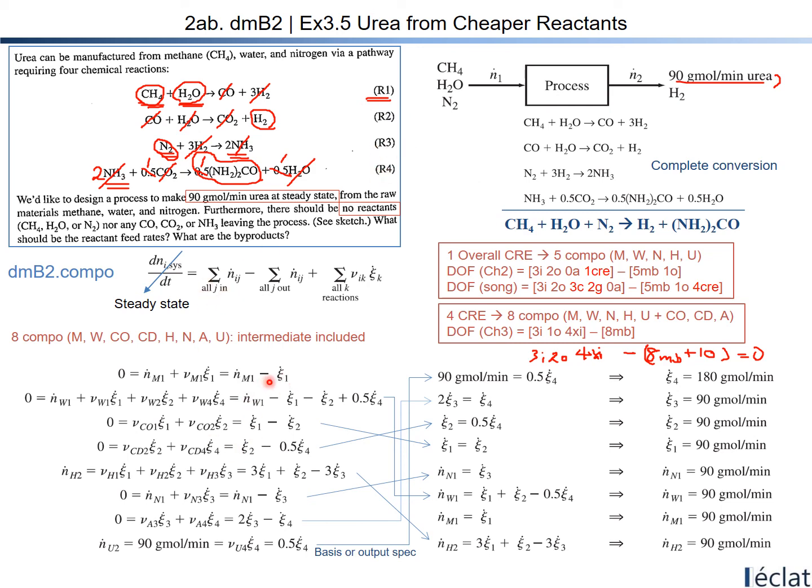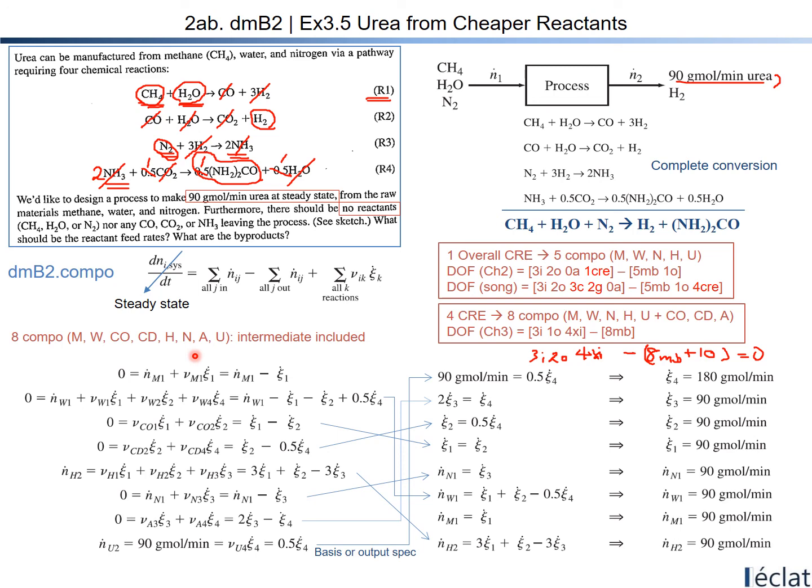So here is the mole balance equation. This is for M, I mean methane, and this is for the second compound, water, carbon monoxide, carbon dioxide, hydrogen, nitrogen, ammonia. Is it ammonia? Right, ammonia and urea. So 1, 2, 3, 4, 5, 6, 7, 8 material or mole balance equations are available.